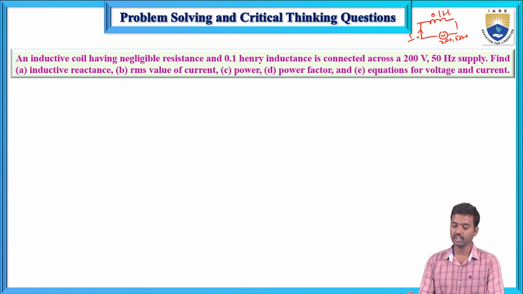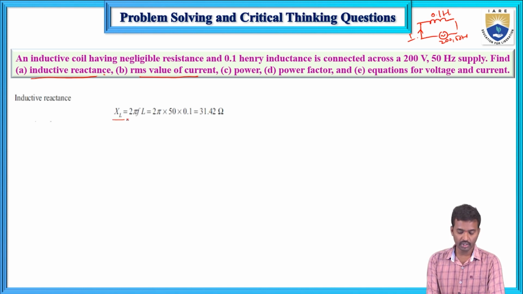How will you calculate? Calculate the RMS value of it. First calculate the inductive reactance. So XL equals 2 pi f L. We know the inductance value, so XL equals 2 pi into f, which is 50, and inductance value is 0.1, that equals 31.42.